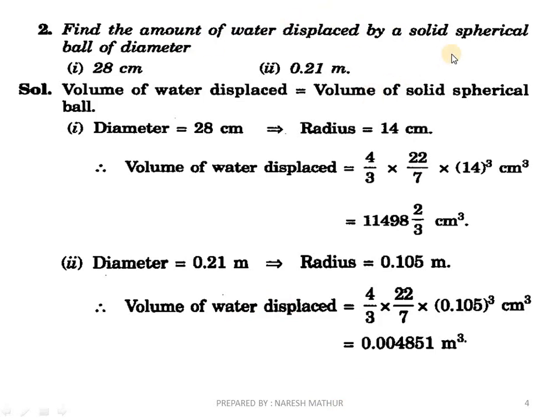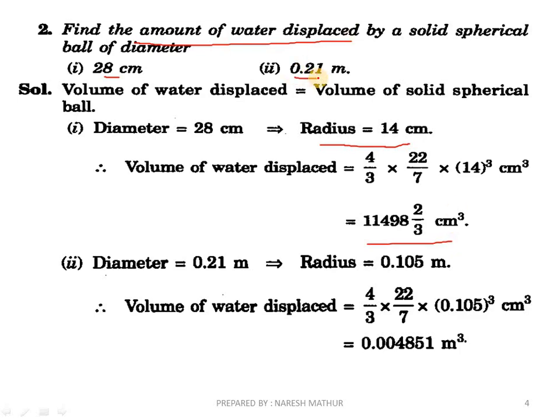now we need to find the amount of water displaced by a solid spherical ball of a given diameter. Since we are given the diameter, we can find the radius by taking half of it. It means we are going to deal with the volume, because it is talking about the amount of water displaced by a solid spherical ball. It means how much water it can contain. So we can find the volume by simply applying the formula 4 by 3 pi r cube, and the radius will be taken as half of the diameter. So we can easily find the volume of the water.